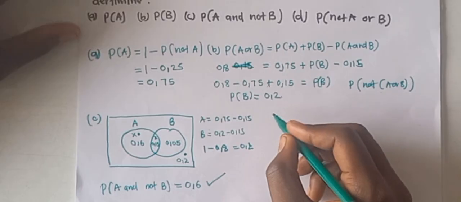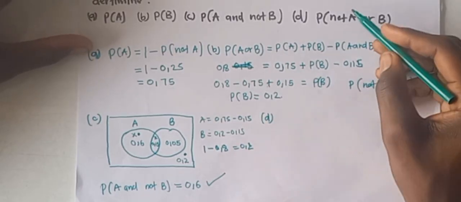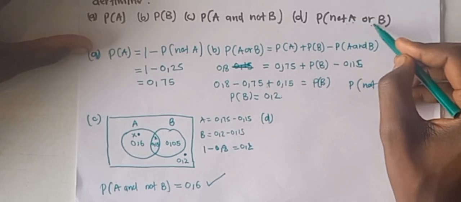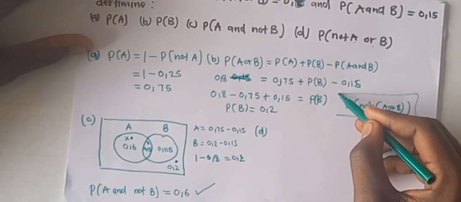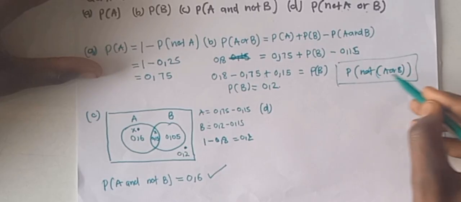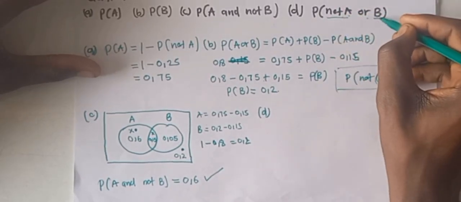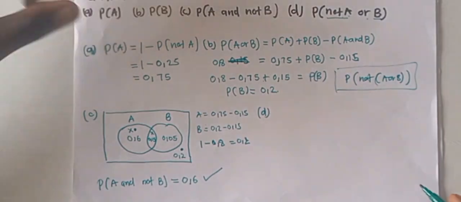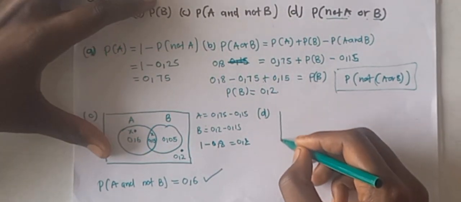So let's go to letter D, which is this other one. For this one, they need the probability of not A or B. This is not the same as the previous one, guys. This one has two brackets inside. Here they say not A, but B. So in order to answer this one, we also need a Venn diagram. So we need to draw a Venn diagram.